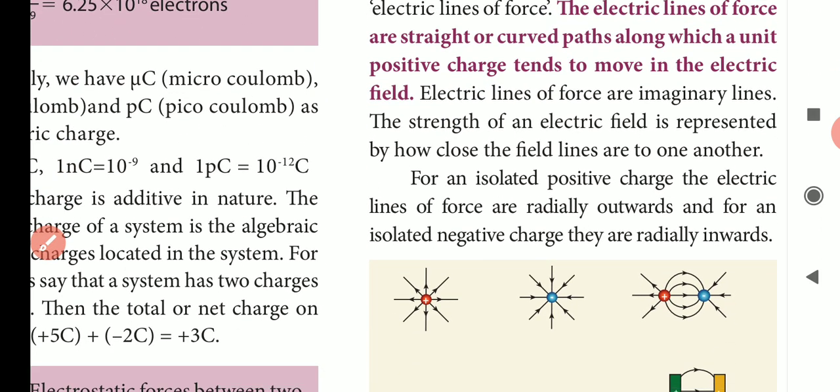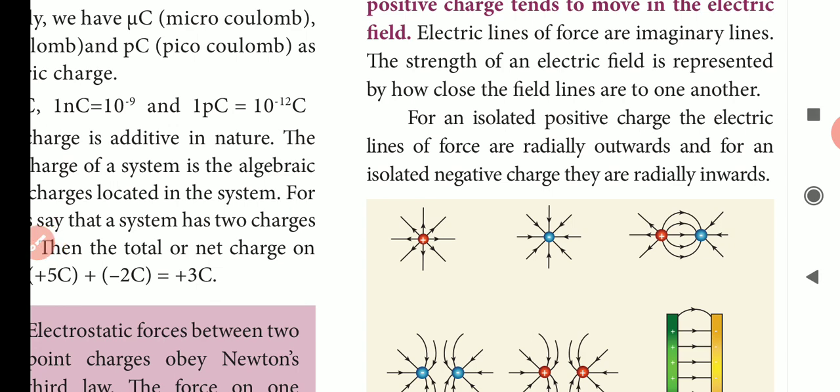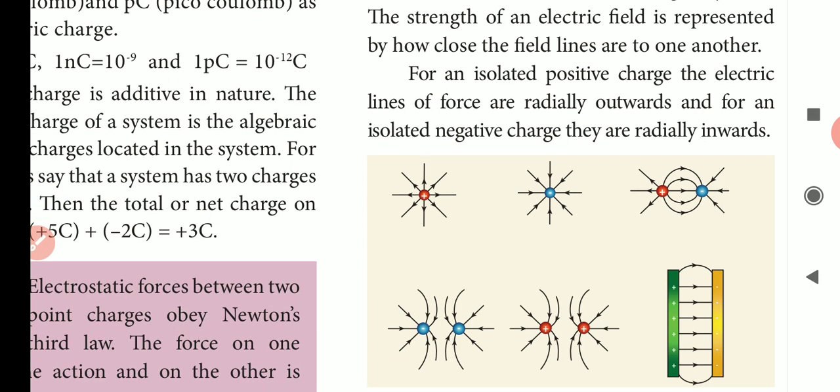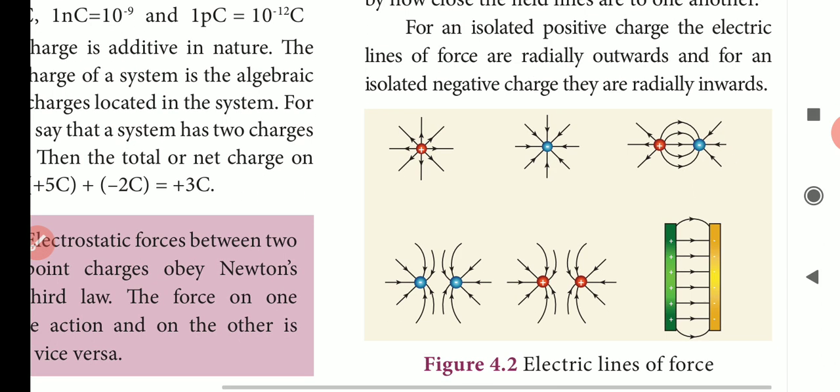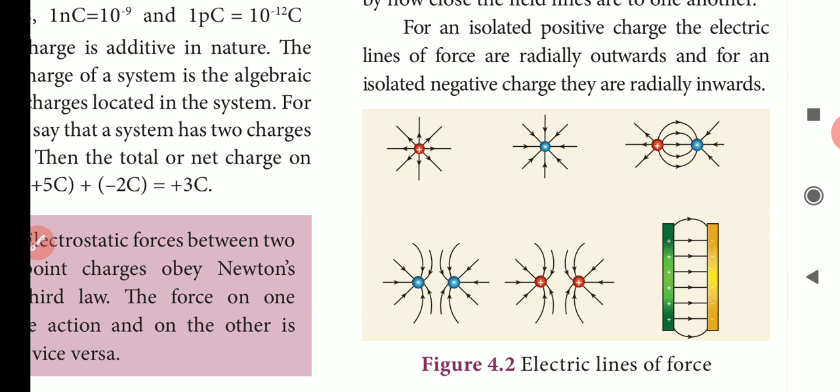The electric lines of force are imaginary lines. The strength of an electric field is represented by how close the field lines are to one another. For an isolated positive charge, the electric lines of force are radially outwards, and for an isolated negative charge, they are radially inwards.